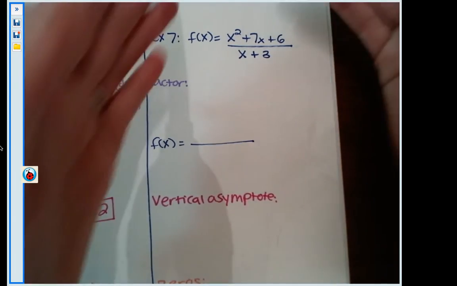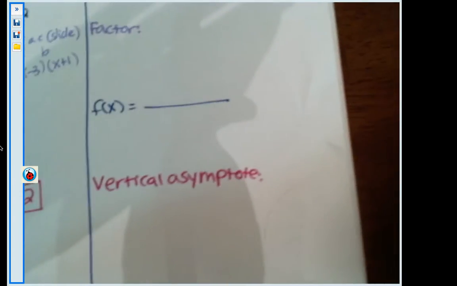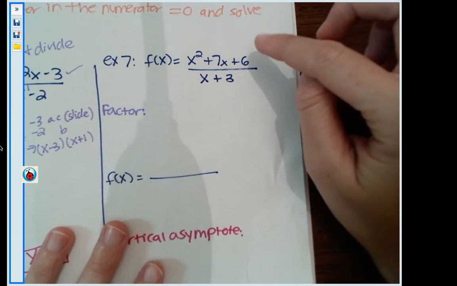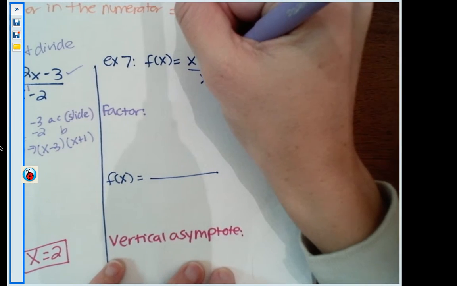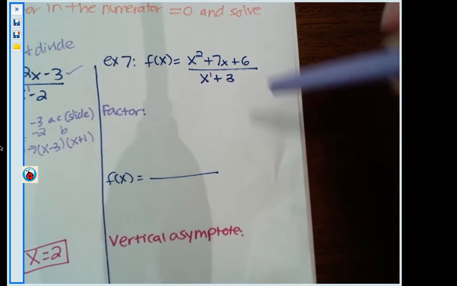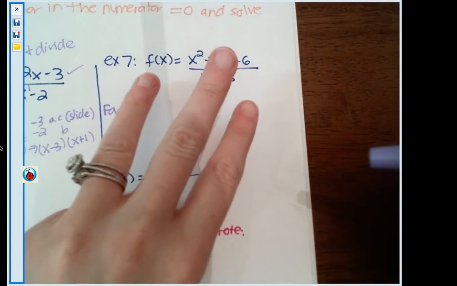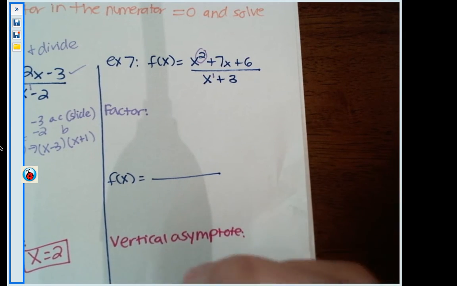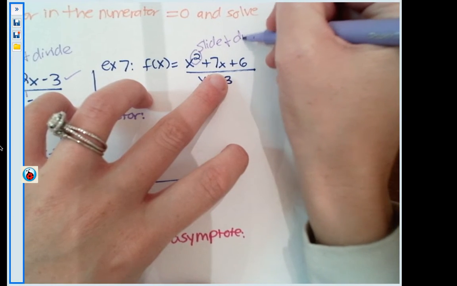So, I need to factor all my numerators and denominators, which looking here, the only thing I can factor is my numerator. My denominator, the highest exponent I see is a 1. There secretly is a 1, so I can't factor that, but I can factor the numerator. And since I have 3 terms and a quadratic, guess what I can use to factor? Slide and divide, yay!